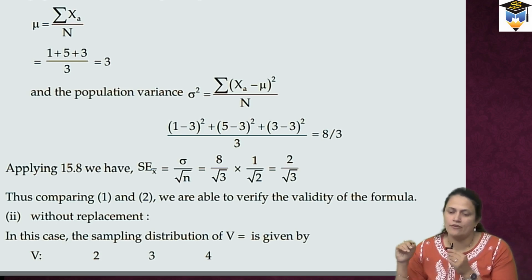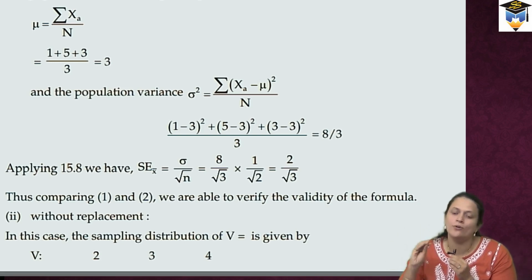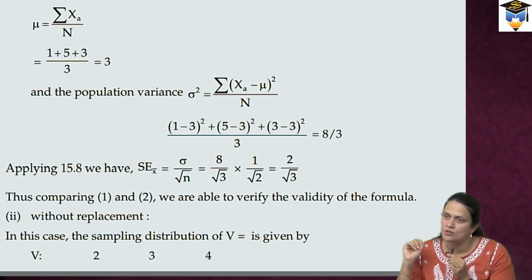Once you finish this, we will go to without replacement. Sampling distribution with replacement we are doing up till now. Now we will do without replacement. So simple random sampling without replacement. Next part.